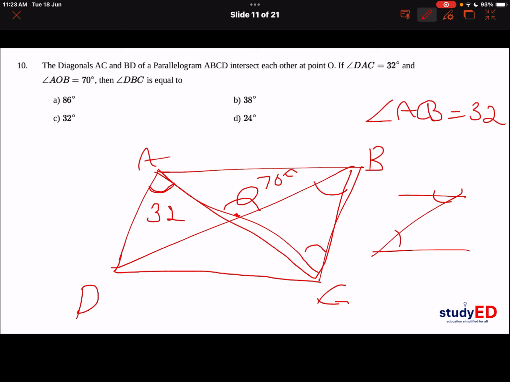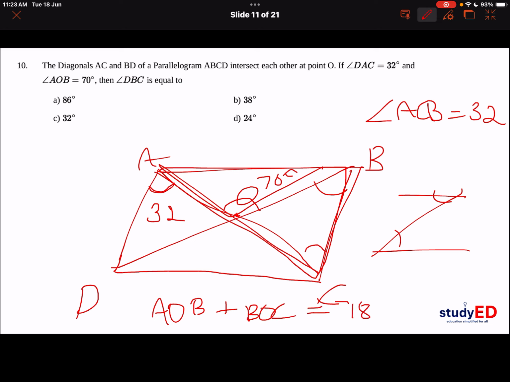Now AOB and BOC. See this over here, and you take these two angles. AOB plus BOC is equal to 180. Now, as we know, from the already given information, directly we can say BOC is equal to 110 because AOB is 70.